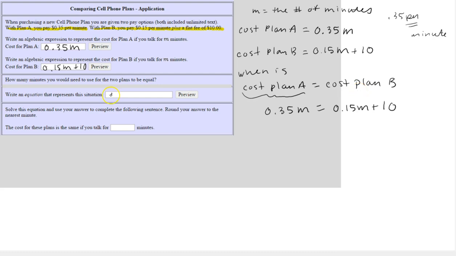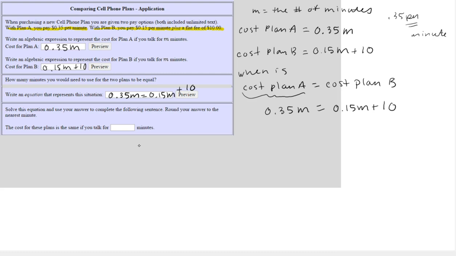So let's write this here. 0.35m equals 0.15m plus 10. Now we're asked to solve the equation and use your answer to complete the following sentence. Round your answer to the nearest minute. It says the cost for these plans is the same if you talk for blank minutes. So let's solve this equation.